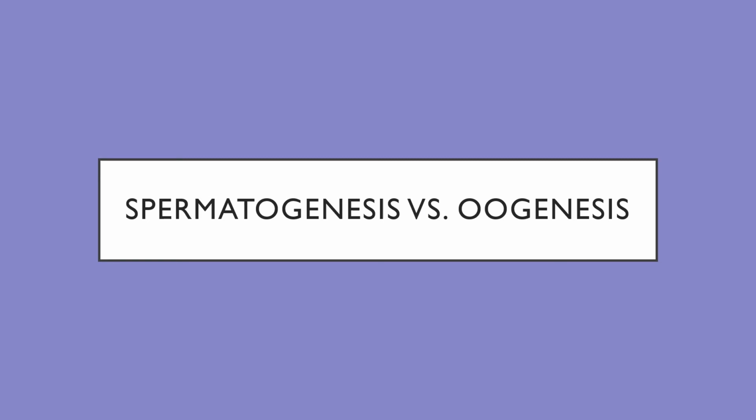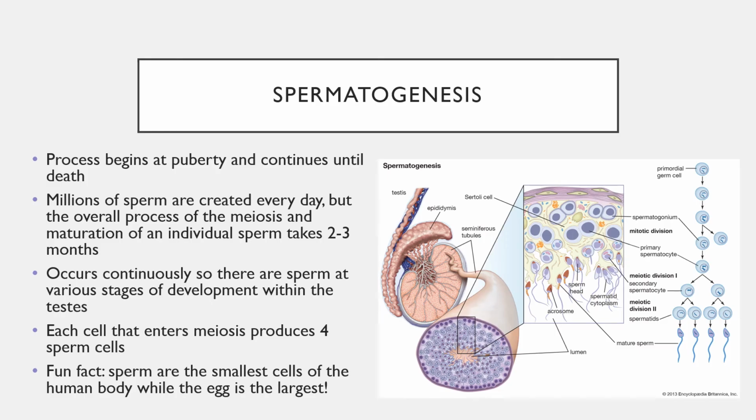So we're going to look at the two ways that meiosis happens differently in males versus females. In spermatogenesis, the process of making sperm, it's going to begin at puberty and can continue until the death of the male. So this happens for a long time period. Millions of sperm are created every single day, but the overall process to make one individual sperm can take about 2 to 3 months. So it's not a daily thing that happens.